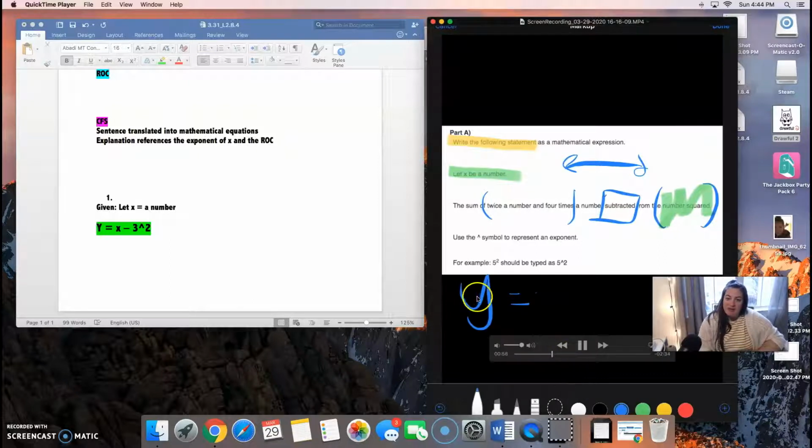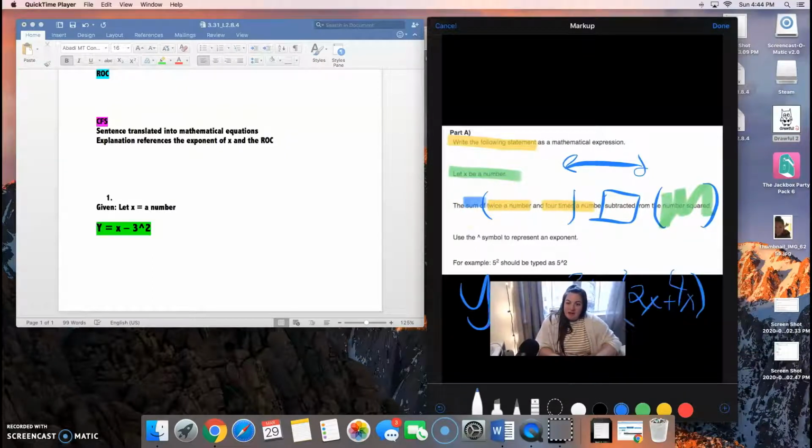So I start with my y equals. I start with the x squared, a number squared. Already I'm wondering, is this going to be linear? I don't think so, but we'll hold off on parts B and C in a second. It's going to be x squared minus, and all of this stuff in here. This reads twice a number, so 2x, and 4 times a number, and we're adding those two things. So 2x plus 4x, the sum.